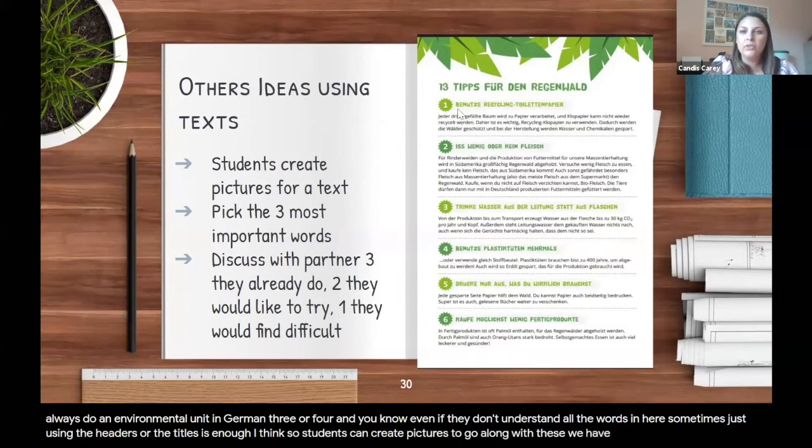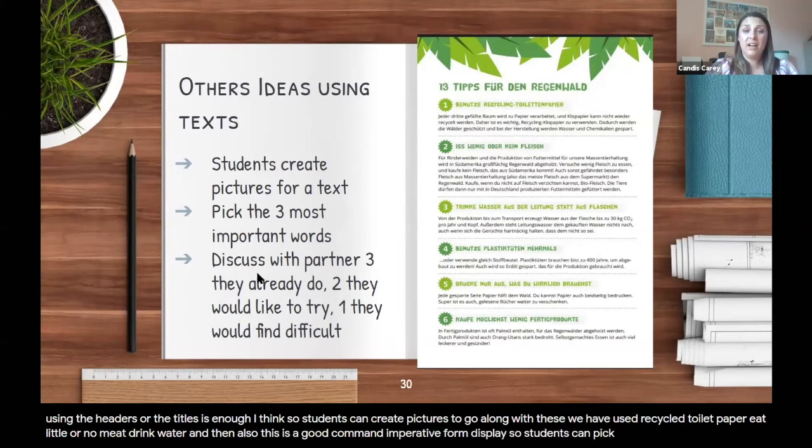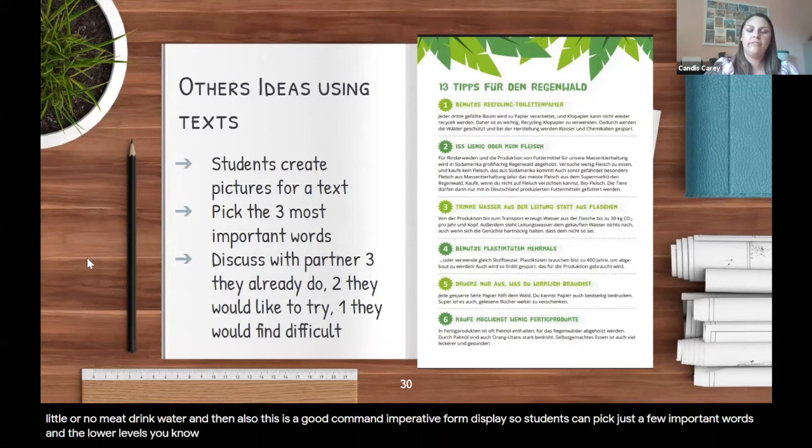We have use recycled toilet paper, eat little or no meat, drink water, and then also this is a good command imperative form display. So students can pick just a few important words in the lower levels. You know, what are a few words you understood or saw a lot?